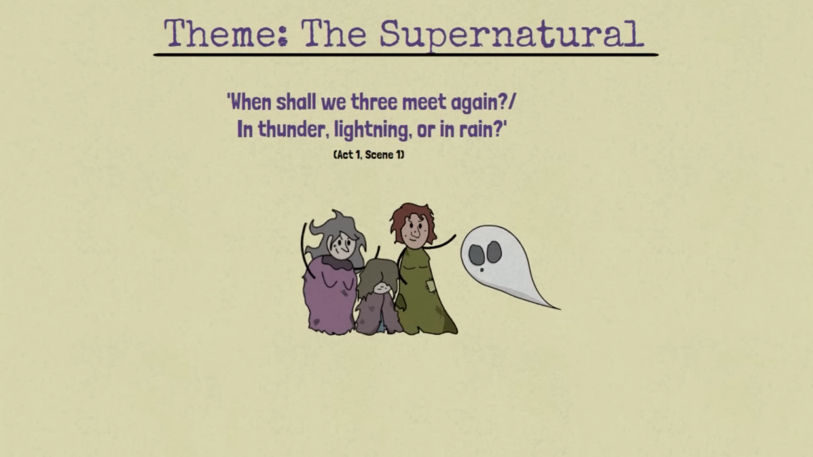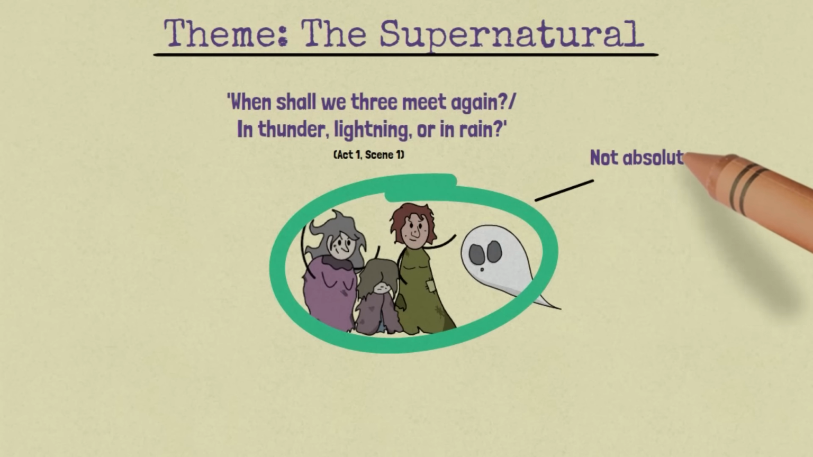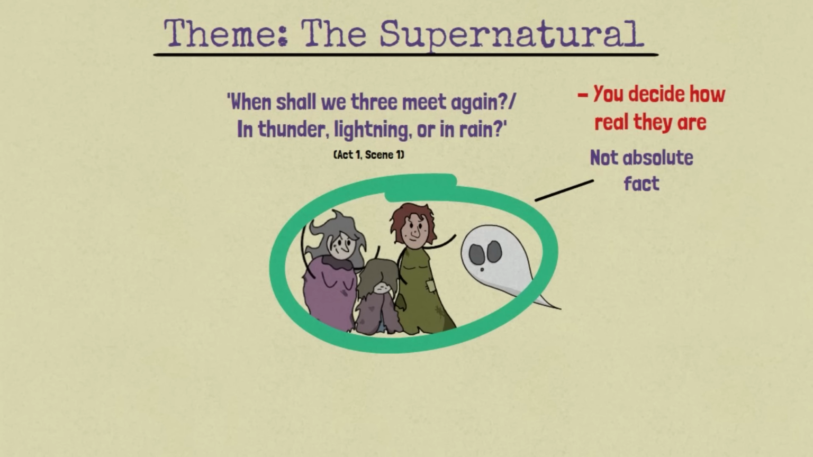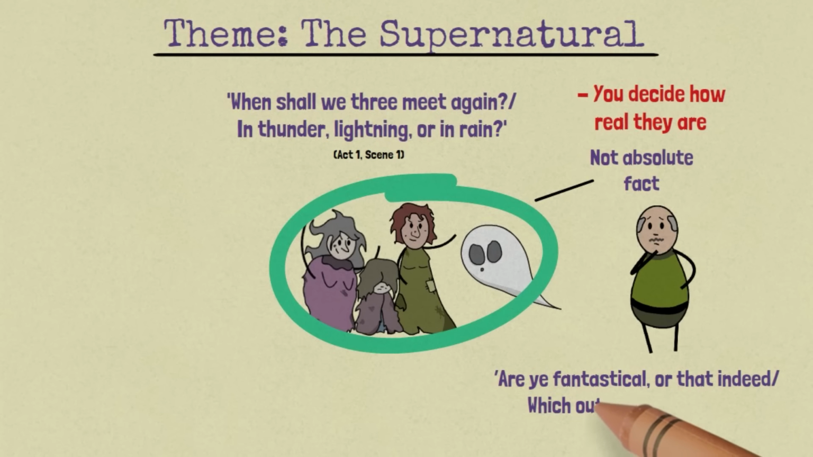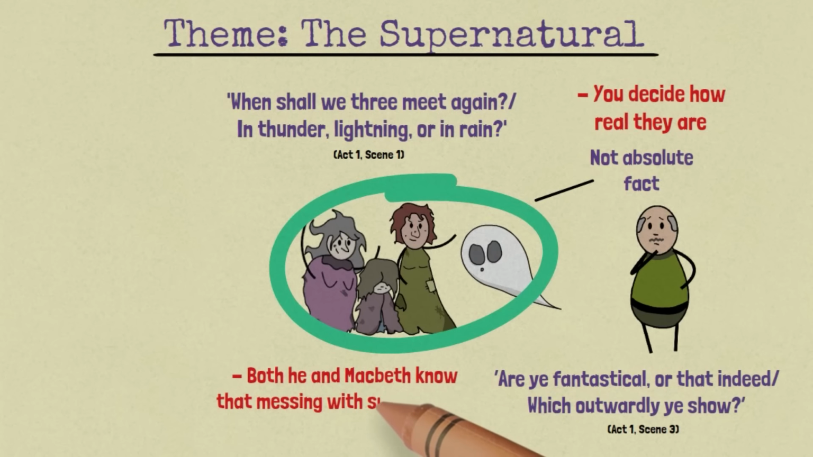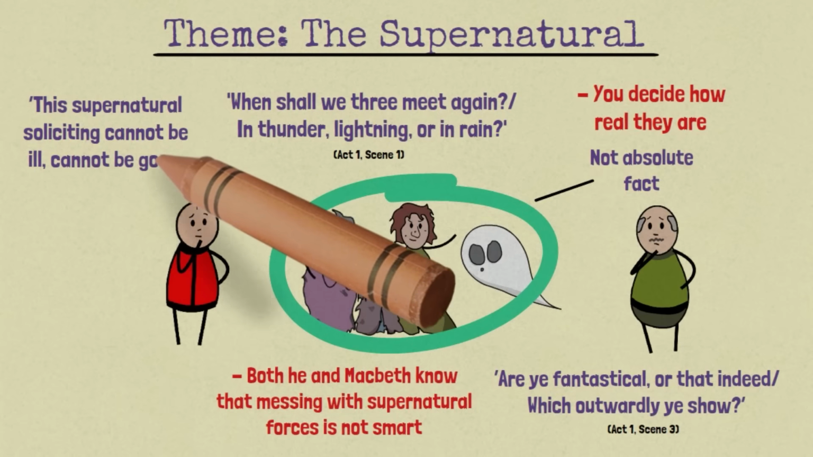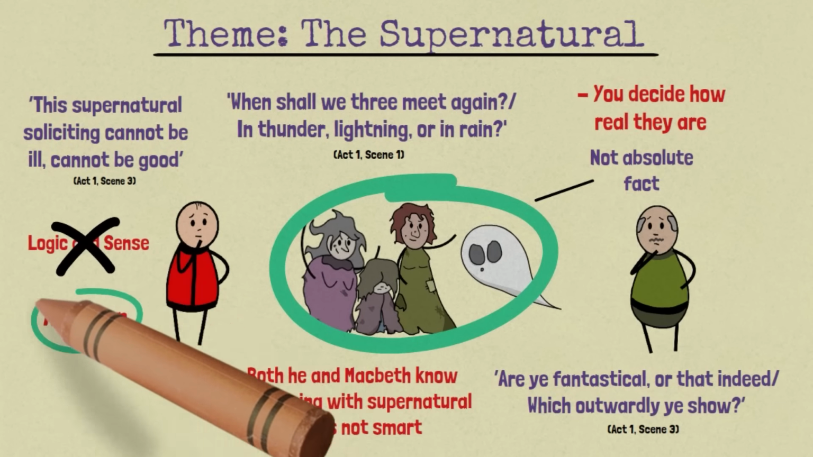However, although people really believed in witches and ghosts, the supernatural aspects of this play are not shown to be absolute fact, so it is left up to us to decide how real they are. Banquo himself is immediately skeptical of the witches, asking, "Are ye fantastical, or that indeed which outwardly ye show?" He wisely does not trust them, and even Macbeth knows it is not smart to meddle with these dark forces, saying, "This supernatural soliciting cannot be ill, cannot be good." But he ends up overruling his reason to serve his ambition.